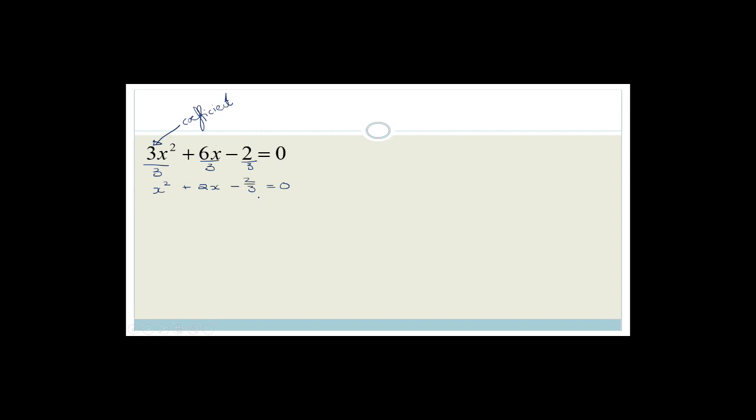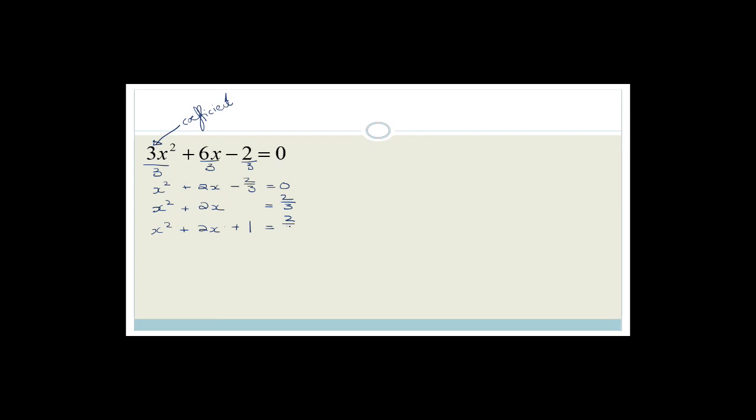Okay, now we just carry on the same steps. What we have to do is take this across to the side, so it becomes x squared plus 2x equals 2 over 3. Then we need to complete the square, so we're going to go x squared plus 2x plus, we halve this and square it. 2 divided by 2 is 1, and 1 squared is 1, so I'm just writing it there. I'm cheating.